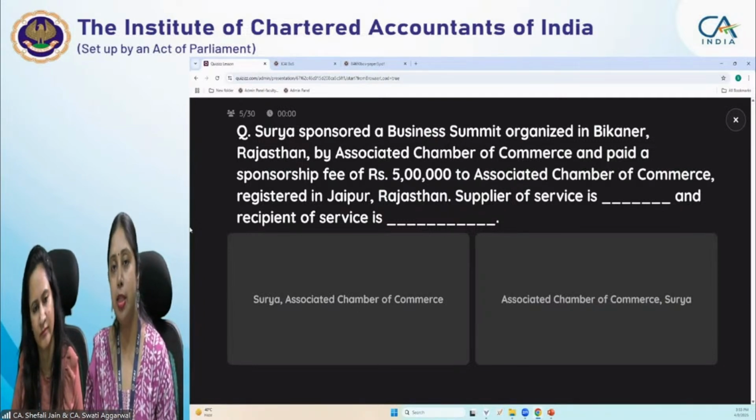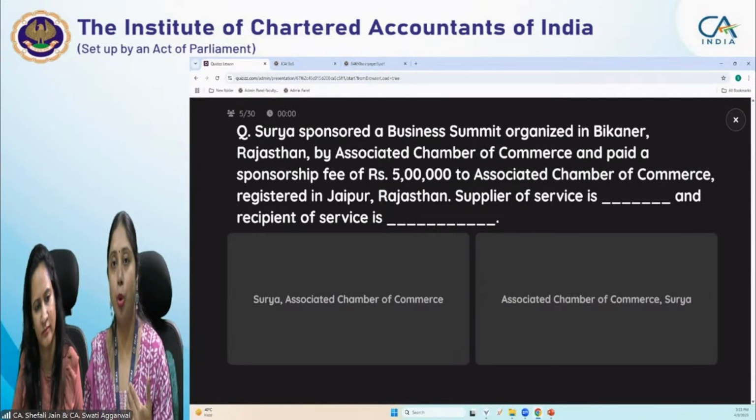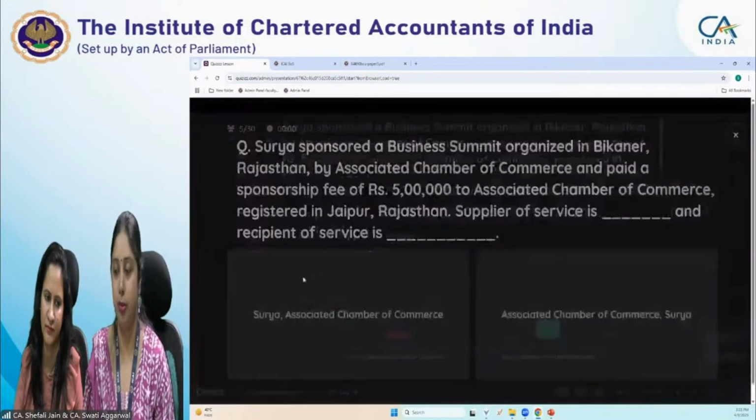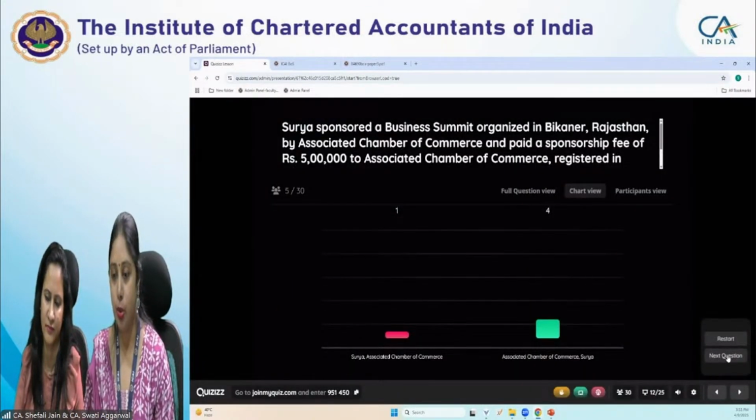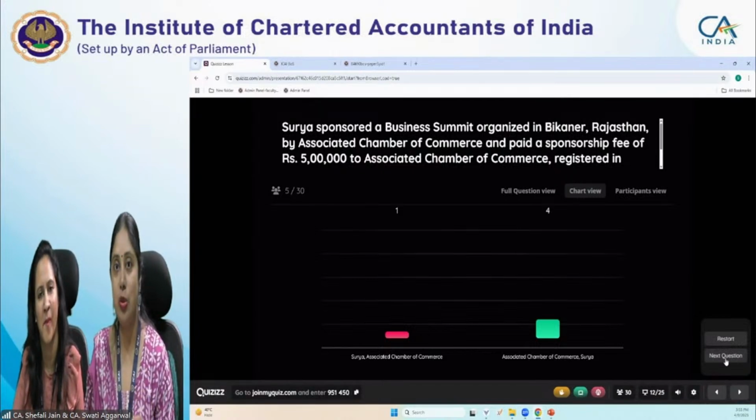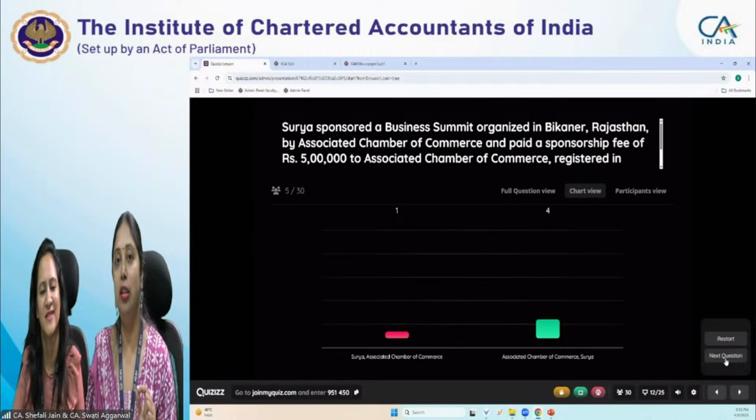So Surya is receiving sponsorship services and Associated Chamber of Commerce is providing it. When Surya is sponsoring the business summit, that means he's paying the sponsorship fee, and that is why he is supposed to be sponsoring the event. So with this question, next question becomes very easy. Once again, Surya is the recipient and Associated Chamber of Commerce is the supplier.